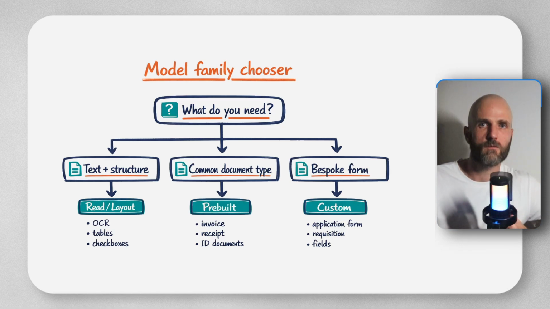So the rule is pretty plain. If I need just text and structure, I use read or layout. If it's a common document type, I try a pre-built first. And if it's bespoke, I go custom. Yes, inputs in practice are PDFs and image files. One more quick thing, there are add-on capabilities too, like high resolution OCR, formula extraction, font and barcode extraction, and key-value pairs, but I don't start here. I start with that one decision question because it gets me to the right family fast.